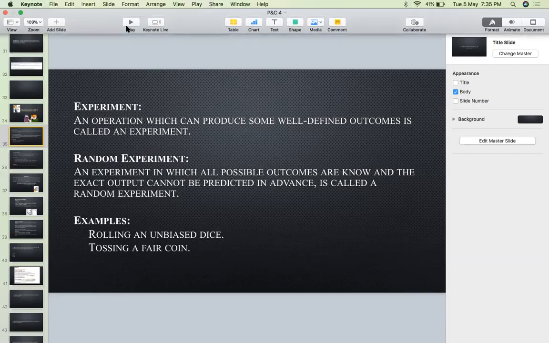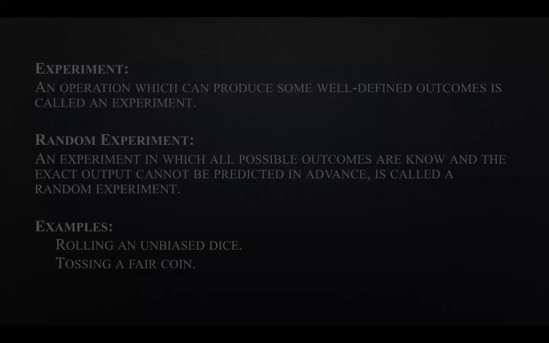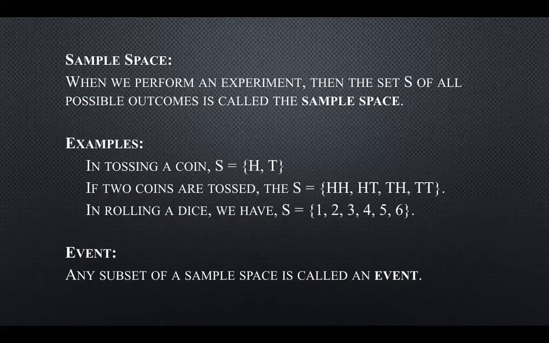So then we have sample space. You must have read about sample space also. What is sample space? When we perform an experiment, the set of all possible outcomes is called the sample space. Like when you toss a coin, you get either a head or a tail. So the sample space of tossing a coin will have two objects in it. Similarly, if we are tossing 2 coins, then the sample space will contain 4 outcomes. If you're rolling a dice, the sample space will contain 6 outcomes.